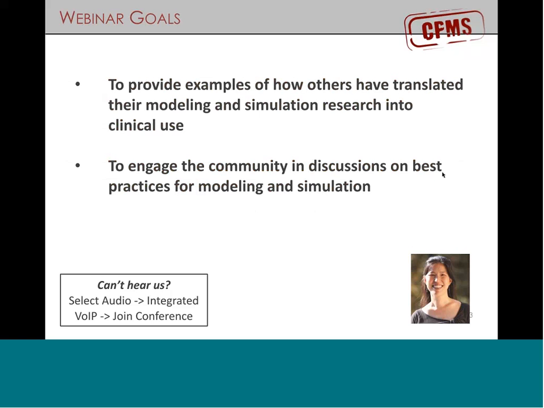We hope that this webinar is going to help us move towards that goal. There are two main goals. One is we hope that by providing examples of how others have translated their modeling and simulation research into clinical use, we can begin to identify different pathways and guidelines to help others achieve similar results. And secondly, we hope that these webinars engage the community in discussions about best practices for modeling and simulation, particularly in terms of adoption within healthcare.